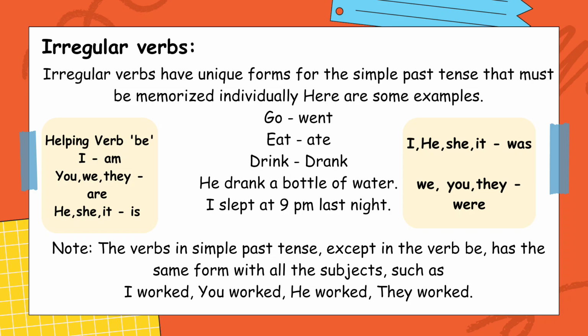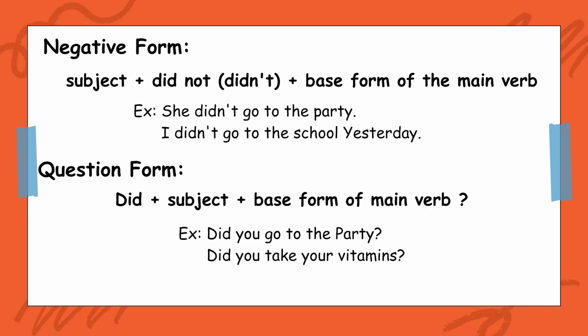I, he, she, it take was. We, you, they take were. Note: the verbs in simple past tense, except the verb be, have the same form with all the subjects, such as I worked, you worked, he worked, they worked. Negative form: subject plus did not plus base form of the main verb. Example: she did not go to the party. I did not go to school yesterday.